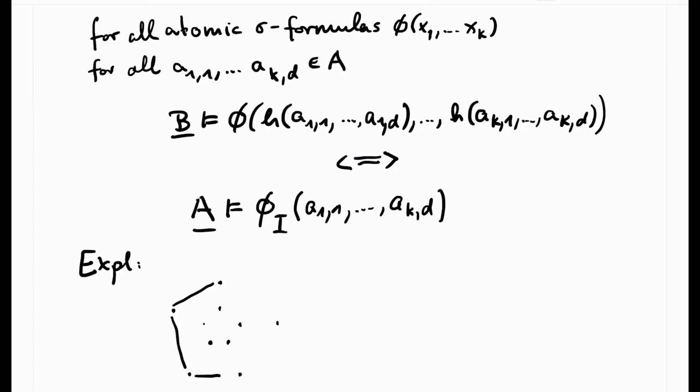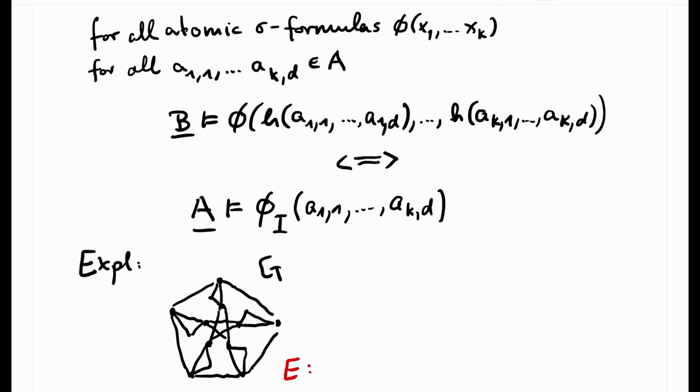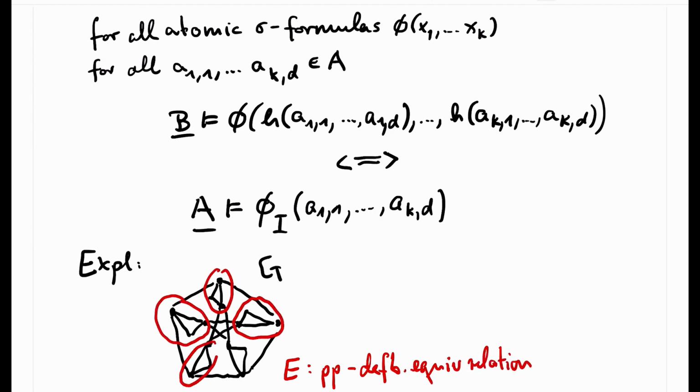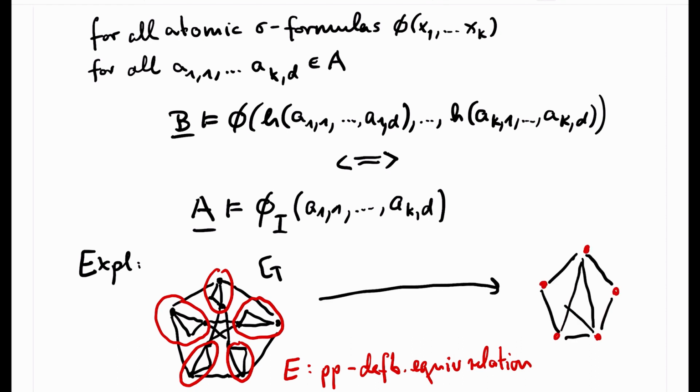I will draw a certain graph G. In this graph, we have a primitively positively definable equivalence relation E. The equivalence classes are drawn by red bags. So E is primitively positively definable because two elements are equivalent if and only if they lie in the same triangle, in the same copy of K3 in G. And this can clearly be expressed by a primitive positive formula.